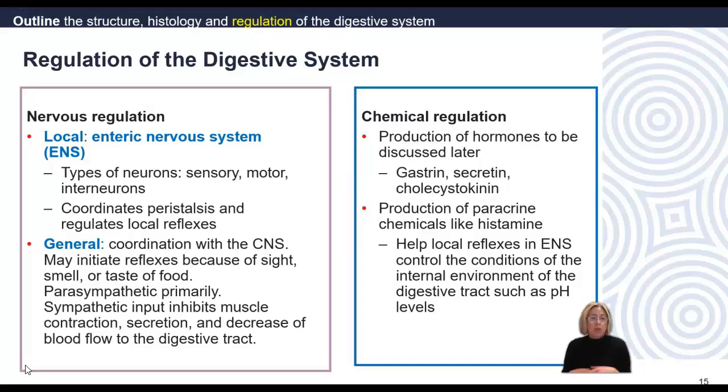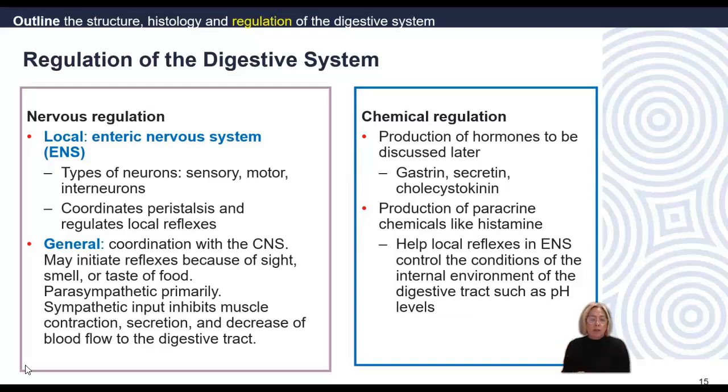As I mentioned on the previous slide, we do have this locally acting enteric nervous system, abbreviated to the ENS. It's controlling local movement and secretion within the digestive tract. The types of neurons are sensory neurons that are detecting food in the tract, and motor neurons as well. And we have interneurons that allow that information to be passed between the sensory and motor neurons. So this locally acting enteric nervous system coordinates movement, things like peristalsis, and regulates local reflexes.